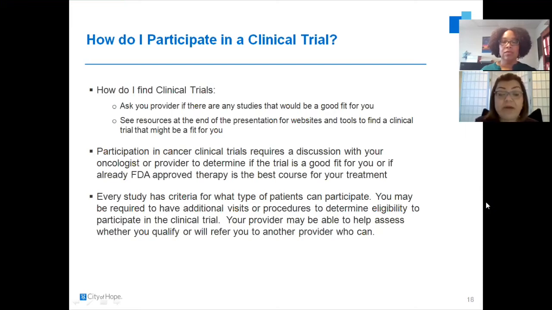It would require additional visits and/or procedures to determine this eligibility and your ability to participate in the trial. Again, your caregiver may be able to help assess whether you qualify or perhaps refer you to another provider who can help determine the qualification for a clinical trial.